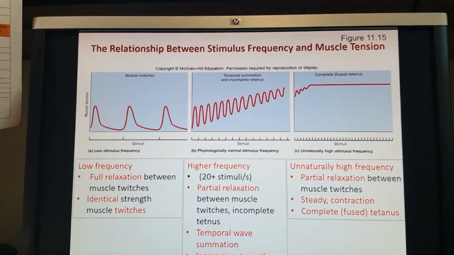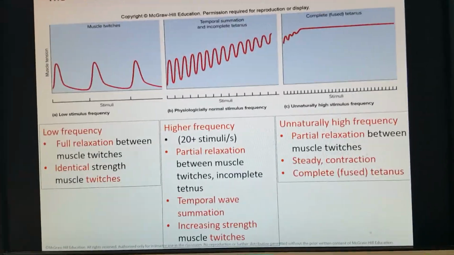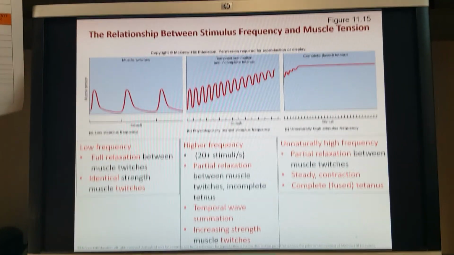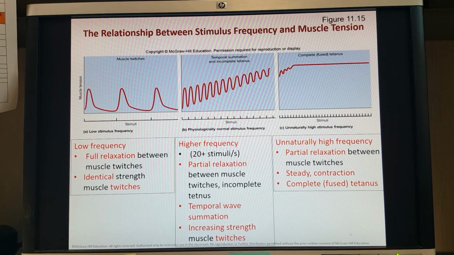So in this case, the short time between our muscle twitches allows for the contraction strength to build on top of each other.